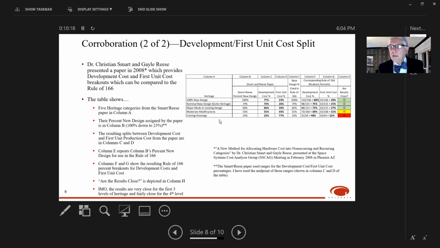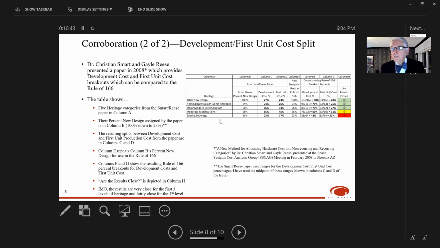I came along in column E and said, hey, I want to use the very same percent new design numbers they've used. So I repeated those. I repeated column B and column E. And then I used the rule of 166, and I'm showing the math there in columns F and G to calculate what percent the rule would throw to development and what percent it would throw to first unit cost. And then I rated over on the right, in the far right column H, are they close or not?